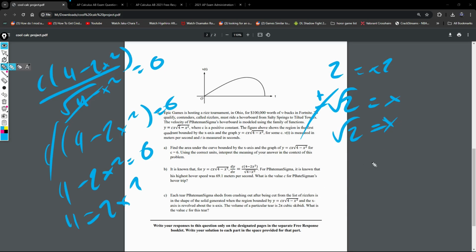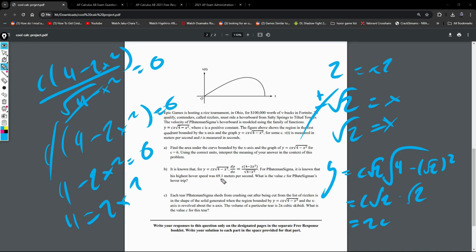Okay guys, now that we have x, we want to plug that into the original equation right here. So we do y equals c root 2 times 4 minus root 2 squared. Okay, and we solve for c. C root 2 times 4, that'd be 4 root 2. C root 2 times root 2 is just 2c. And we're trying to find when it was 69.1.